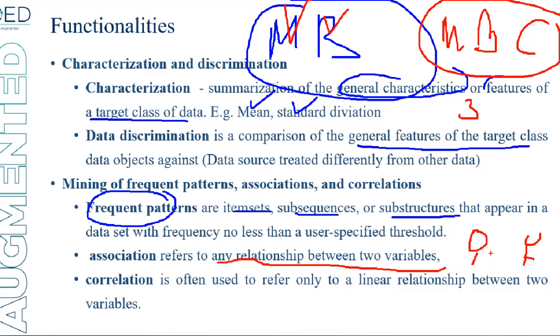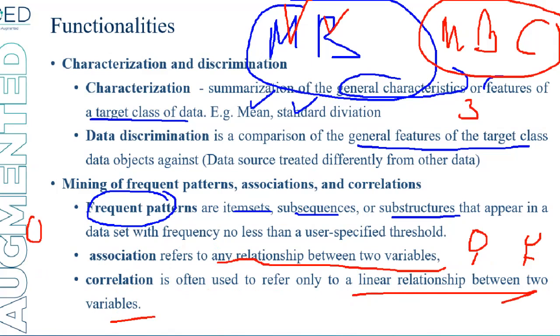Any relationship between the two variables is known as association. Correlation is often used to refer only to the linear relationship between the two variables. So the linear relationship between the two variables is known as correlation; any relationship is association, and the linear relationship is correlation.